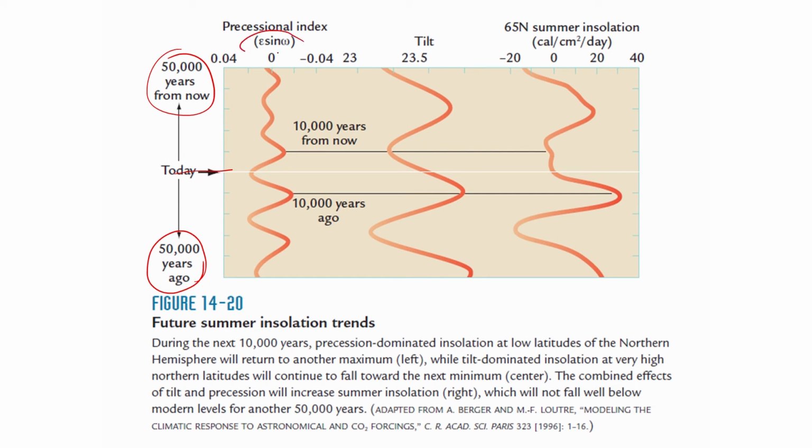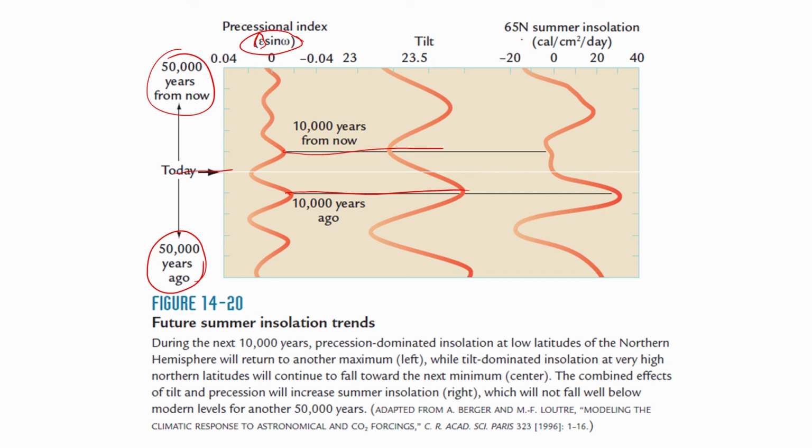Remember, sine omega here is the precession and epsilon is the ellipticity index. So when we multiply them together, we get ellipticity modulated precession, which we called precessional index. That's there. So from 10,000 years ago, we had a strong signature of precessional index and the tilt being in phase. 10,000 years from now, they will be completely out of phase.